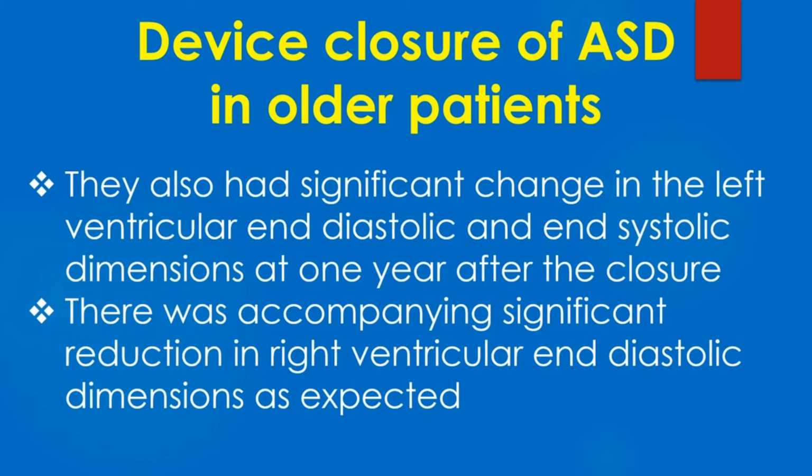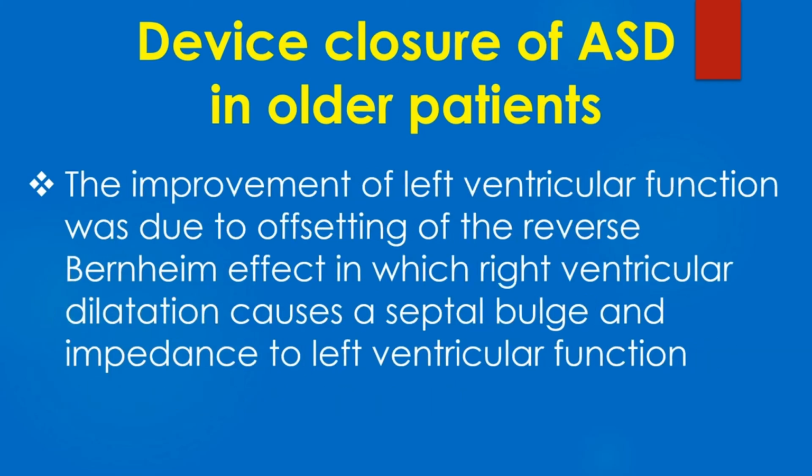They also had significant change in the left ventricular end diastolic and end systolic dimensions at 1 year after the closure. There was accompanying significant reduction in right ventricular end diastolic dimensions, as expected. The improvement of LV function was due to offsetting of the reverse Bernheim effect, in which RV dilatation causes a septal bulge and impedance to LV function.